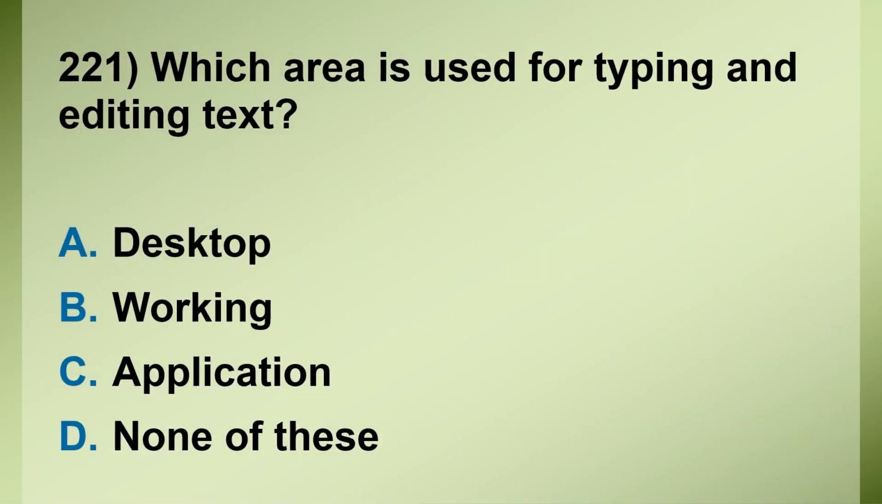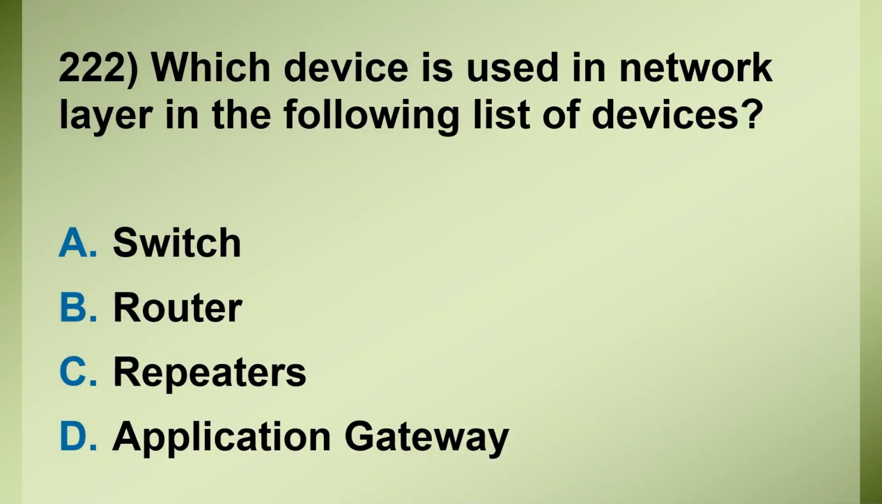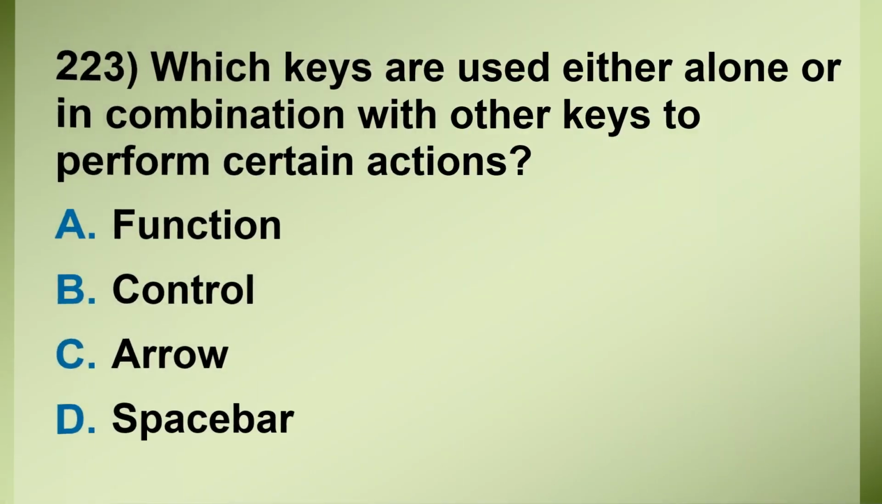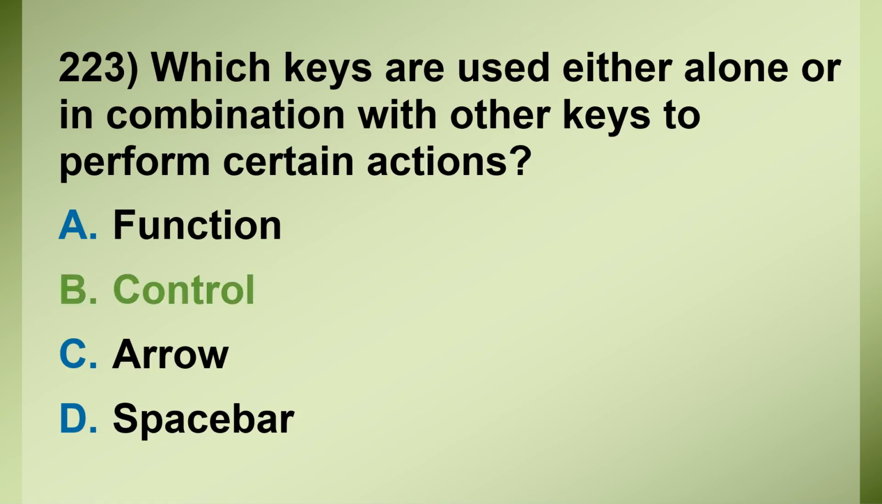Which area is used for typing and editing text? Answer is application. Which device is used in network layer in the following list of devices? It is router. Which keys are used either alone or in combination with other keys to perform certain actions? The answer is control keys.